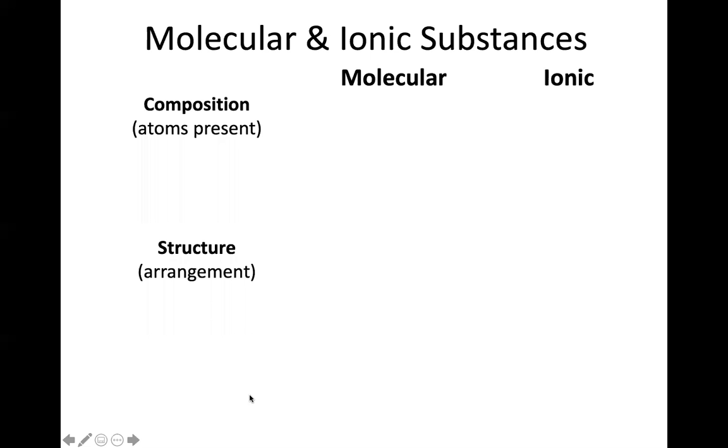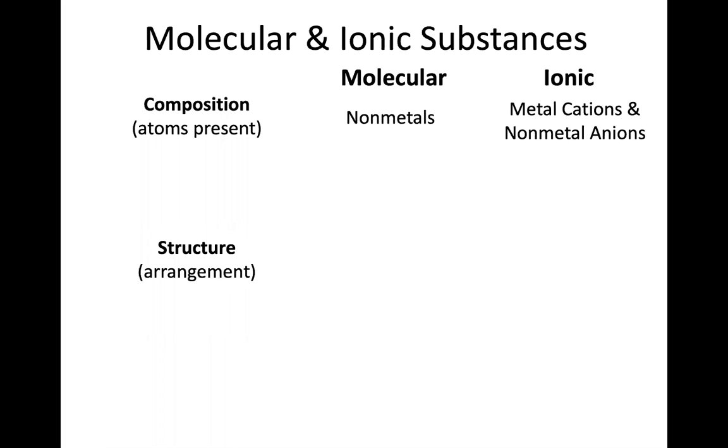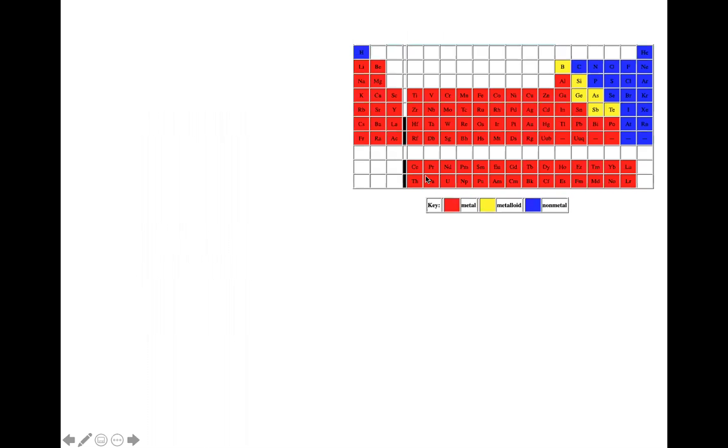So I'm really impressed with what I'm seeing within that space. Now, when it comes to looking at molecular and ionic substances, two different things we want to attend to. The composition, which are the atoms that are present, and then the structure, which has to do with how they're arranged. So we can quickly classify things as being what are called molecular substances or ionic, because molecular ones include nonmetals, and ionic include a metal cation and a nonmetal anion. That's sort of our definition for both. Now we need to learn, well, what are nonmetals and what are metal cations and nonmetal anions? Once we know that, then we can easily classify these.